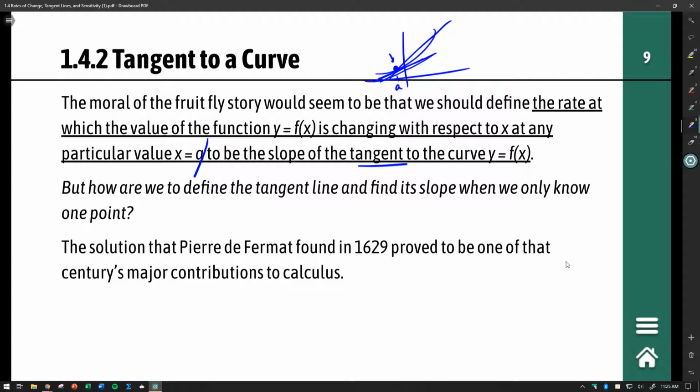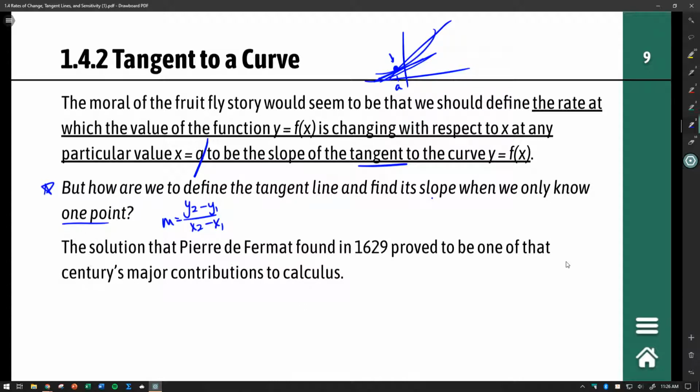But the question becomes then, how are we supposed to define the tangent line and find its slope when we only know one point? Especially when our whole idea of slope is based on having 2 points by which to calculate it. We're very used to the y2 minus y1 over x2 minus x1 formula for slope, but we want the slope at just 1 point.